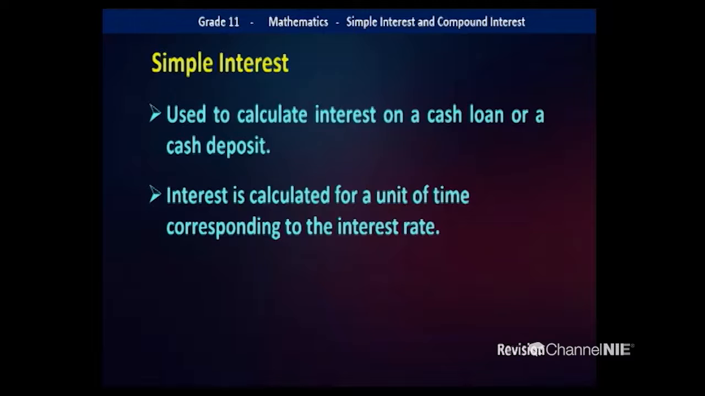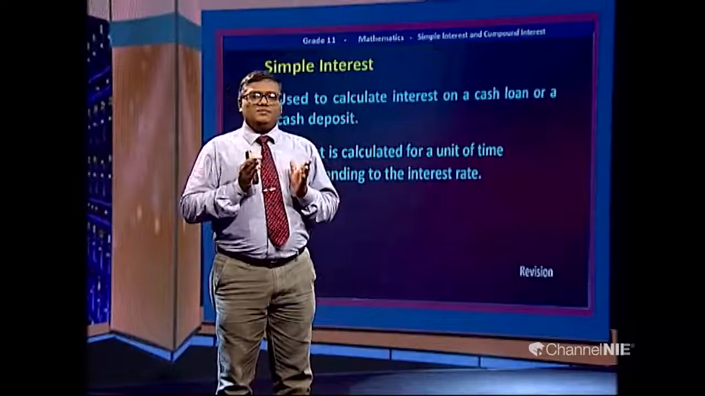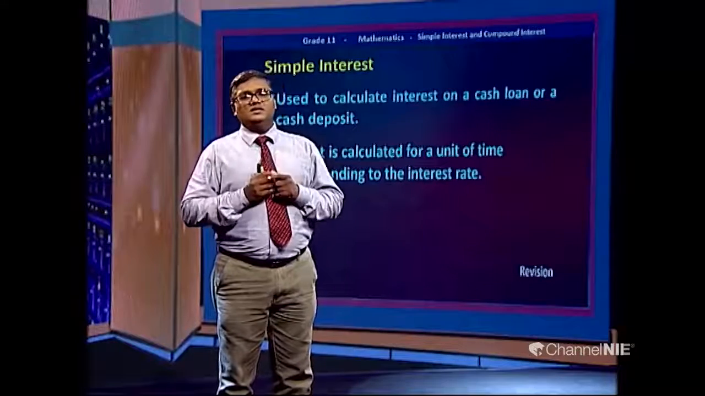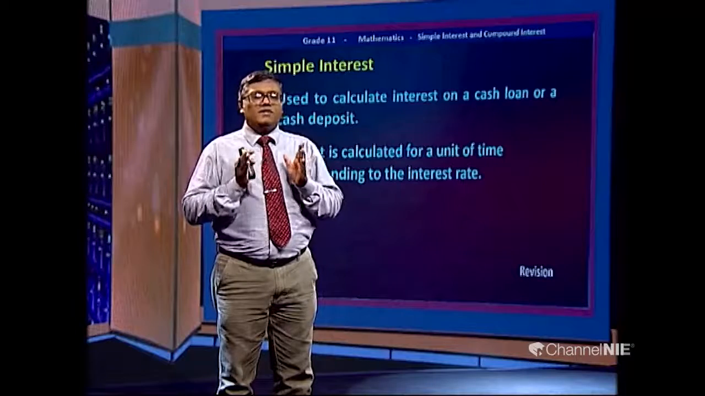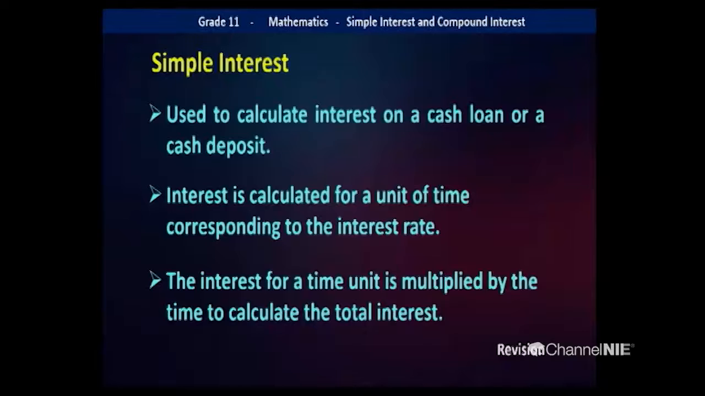Now in the simple interest method, you calculate the interest for a time unit. That may be 1 month or 1 year. Usually you calculate it for 1 year. Next one, the interest for a time unit is multiplied by the time to calculate the total interest. That means once we calculate the interest for 1 month or 1 year, you multiply by the number of months or number of years to get the total interest.